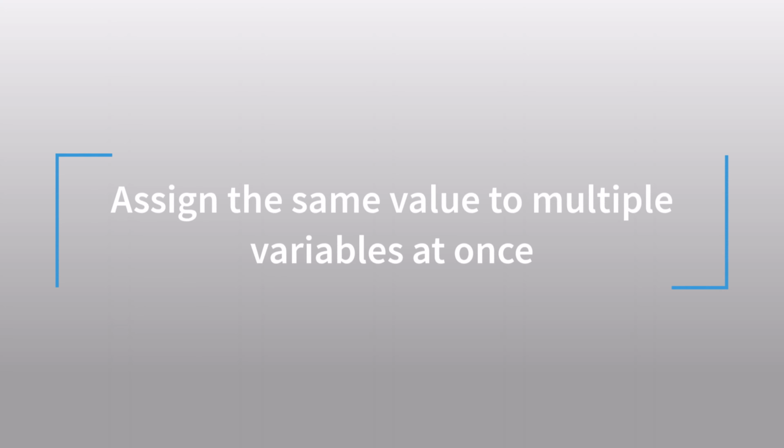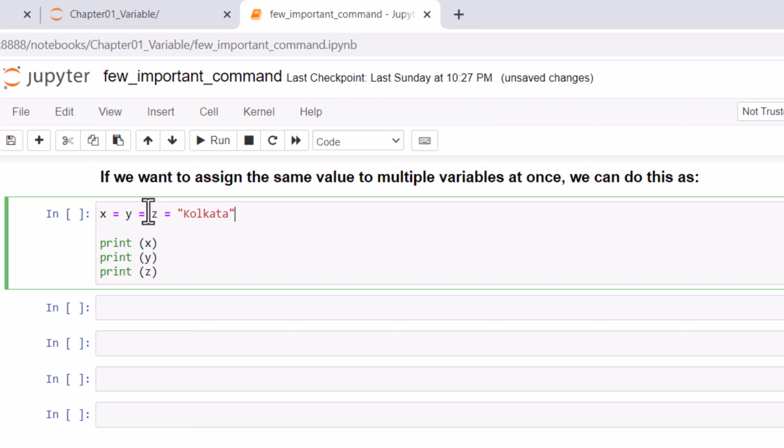If we want to assign the same value to multiple variables at once, we can do this as well. For example, in this example you can see that we have three variables x, y and z, and we want to assign Kolkata in x, y, z variables at once. To do that, we have to use the equal operator: x equal to y equal to z equal to, then our string.